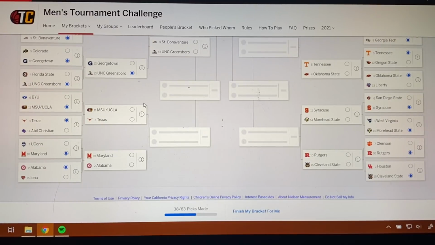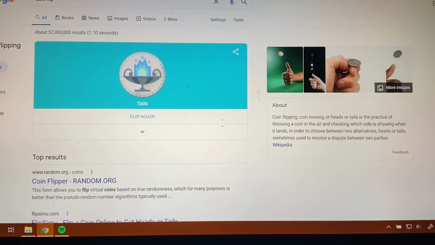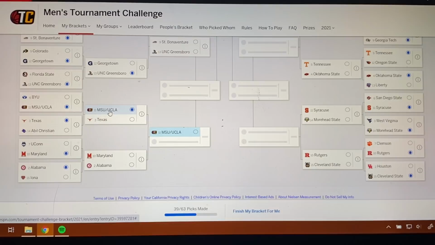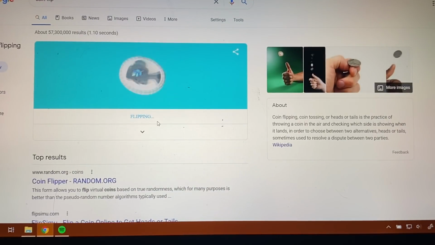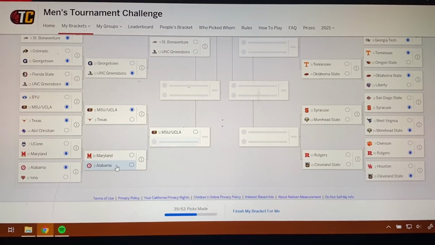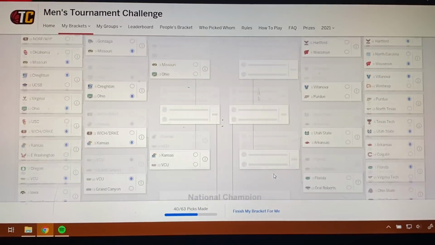So another thing, we are rooting for heads here. Michigan State and UCLA versus Texas. Come on, Michigan State / UCLA heads. And we have heads. So we have another double-digit seed. Maryland and Alabama. You guys know the drill. We're rooting for heads again here. We want to see a double-digit seed advancing. And we have tails, so we do see Alabama advancing there to the Sweet 16.